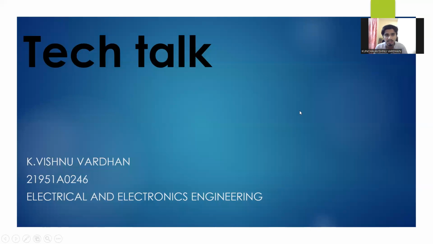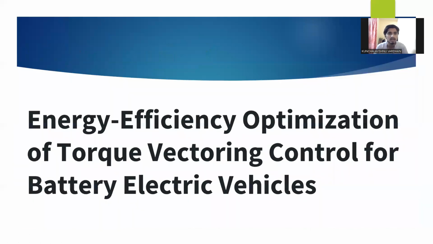My DC machines tech talk topic today is energy efficiency optimization of torque vectoring control for battery electric vehicles. It is simply about how to increase the energy efficiency and torque in battery electric vehicles.